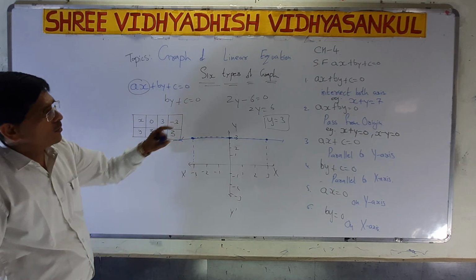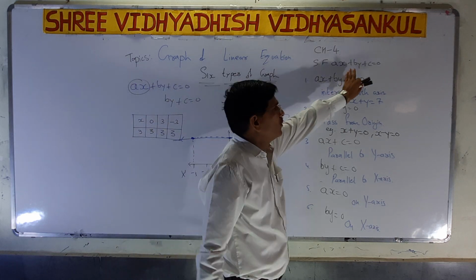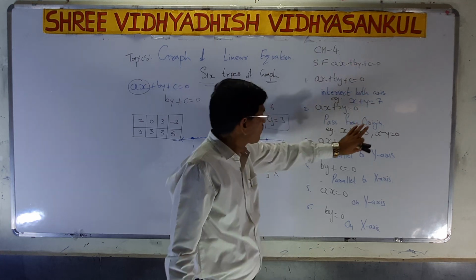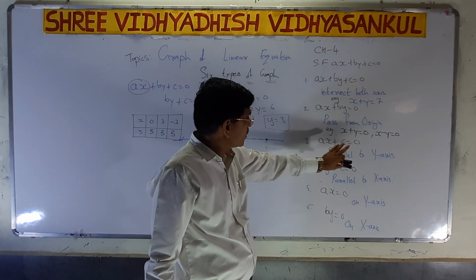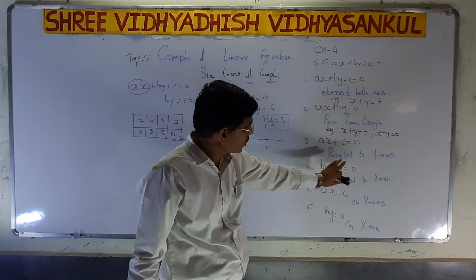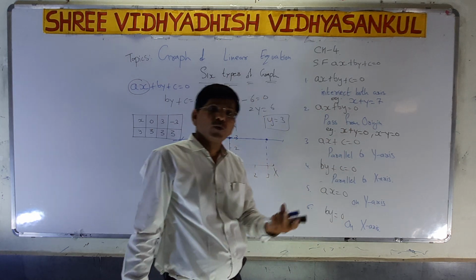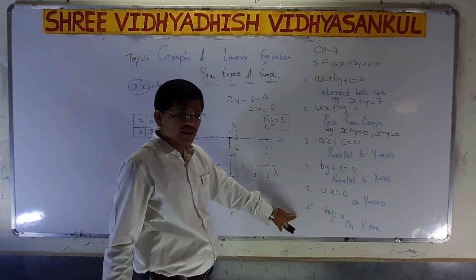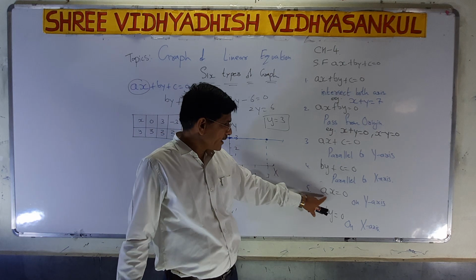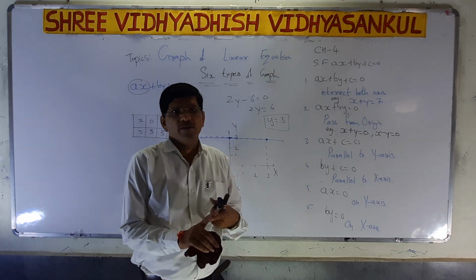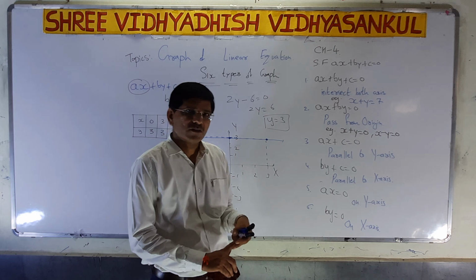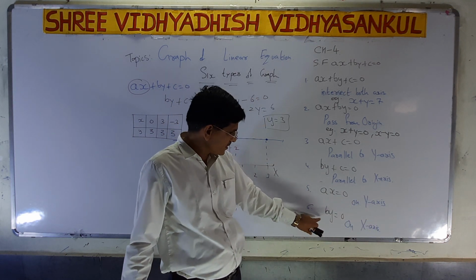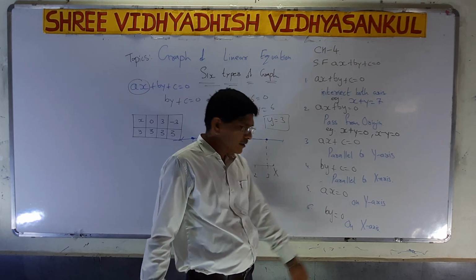So if you see all the types of ax plus by plus c is equal to 0, first we remove the c. Second we remove the c, and third we remove bx, and in fourth we remove ax. Now two terms we have to remove, that is for the fifth and sixth type. Ax is equal to 0 means only by and c, the constant term, and the y variable is not given. On the y axis, by is equal to 0, on the x axis.